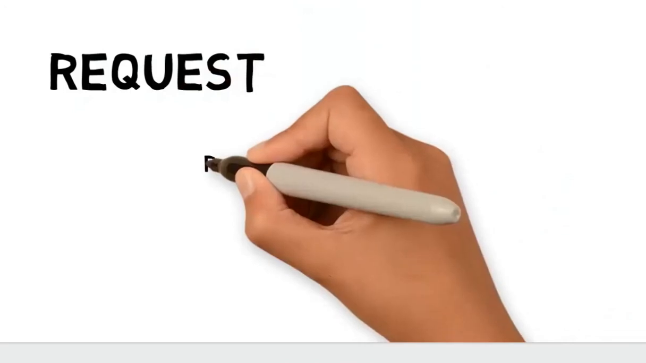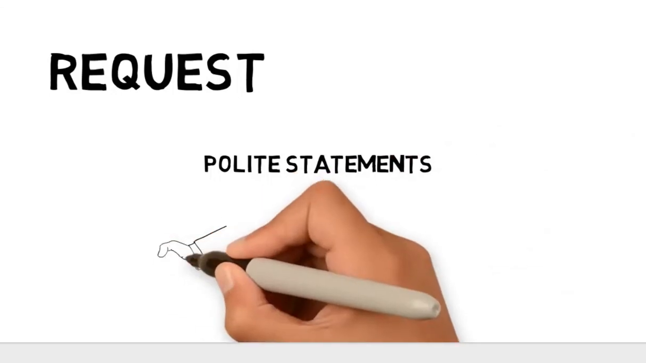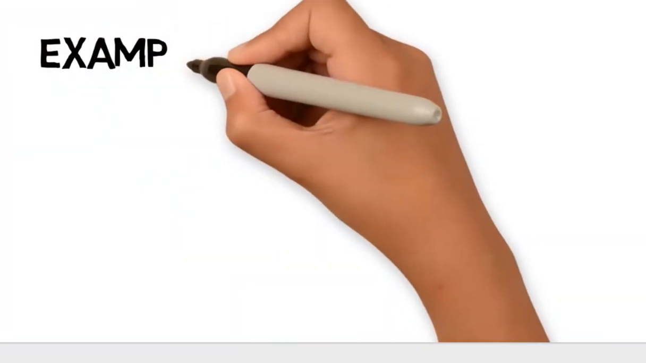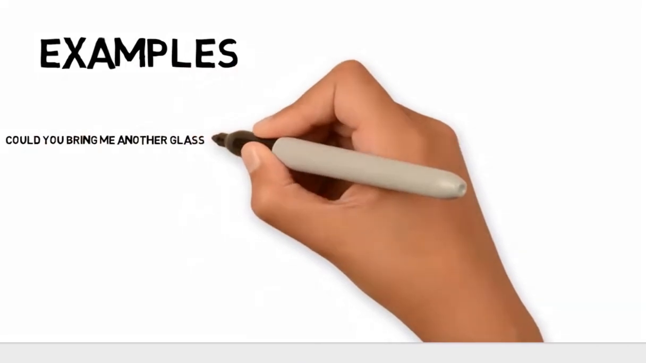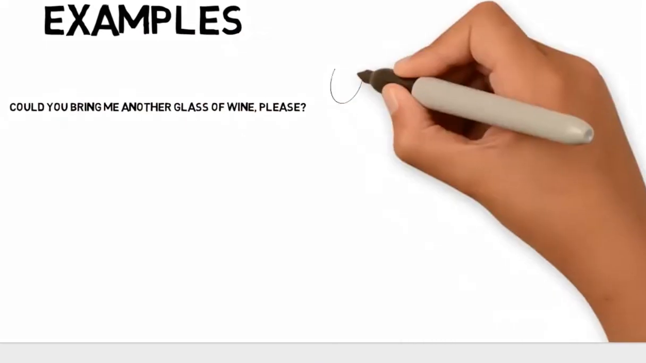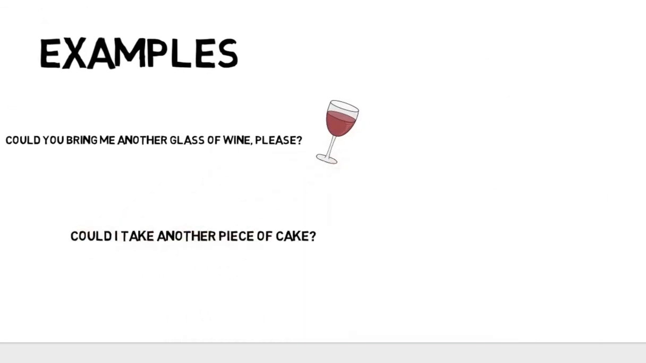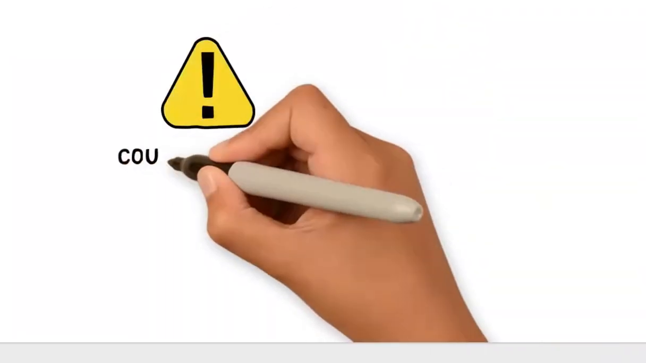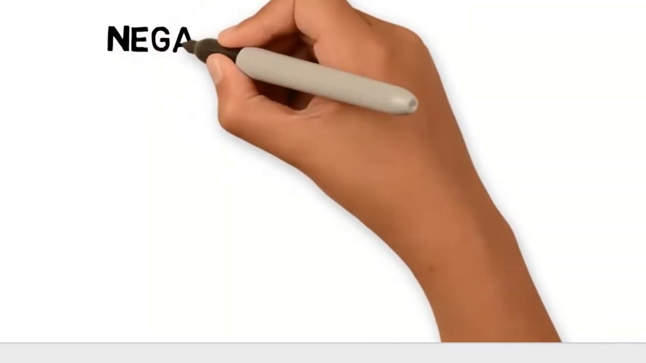And the last use is as a request. In this case, could is commonly used only as a polite statement. It doesn't exactly refer to an event in the past. For example, when you go to a restaurant, you say, "Could you bring me another glass of wine, please?" To the waiter or to the waitress. Or, "Could I take another piece of cake?" Especially when you're in parties. Be careful. Could in requests usually refers to the near future.